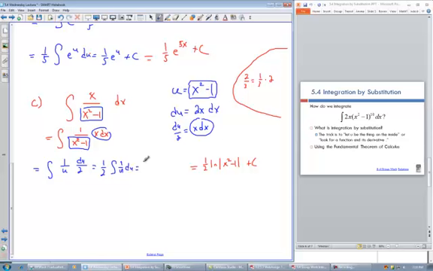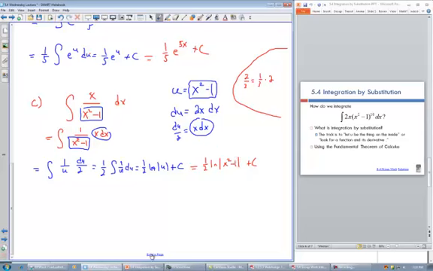It's one of my 4 types. So this is 1/2 ln of absolute value of u plus c. And now I substitute back in for u, so u is x squared minus 1, so I have 1/2 ln of absolute value of x squared minus 1 plus c.